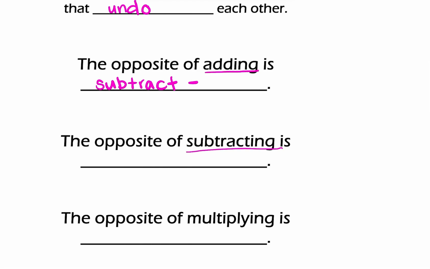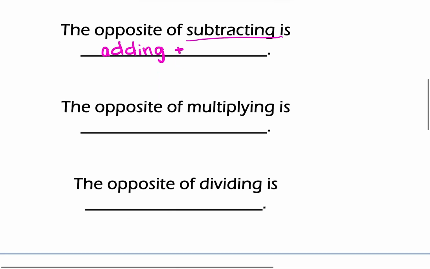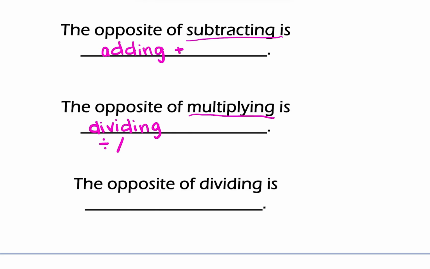What is the opposite of subtracting? How do you undo subtracting? You can add it back, so adding. And adding is always just going to be a plus sign. What is the opposite of multiplying? That is dividing. And we have different ways that we can write dividing. We can write it with the division symbol, with a slash, or like a fraction. All of those mean to divide.